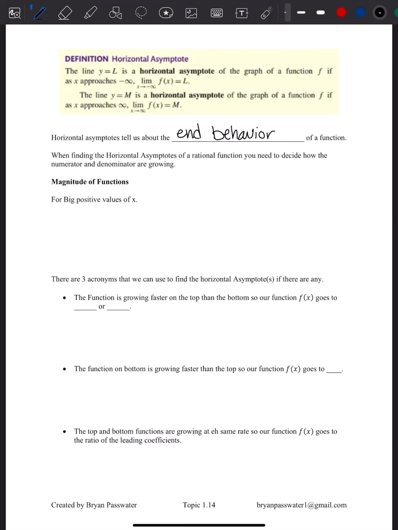So one of the things that we need to think about is called magnitude of functions. So we are looking at positive x values, specifically really large ones. So we're talking about as we go towards infinity, what is going on. So we have three different functions that we normally look at: logs or logarithms, polynomials, and exponentials.